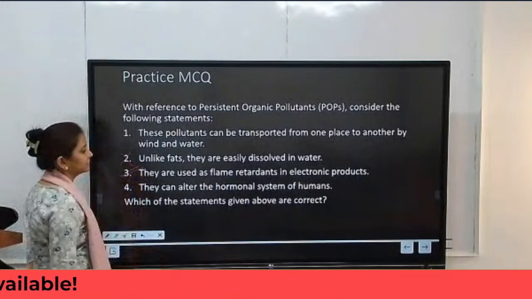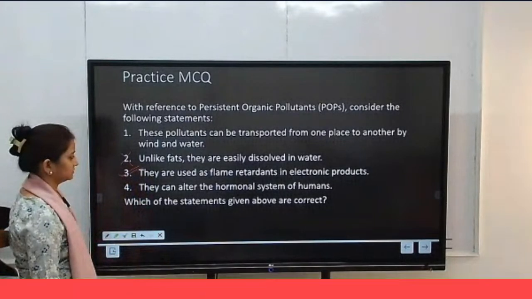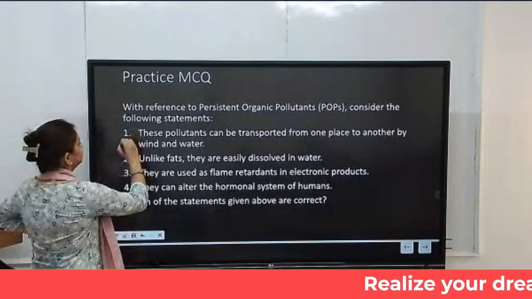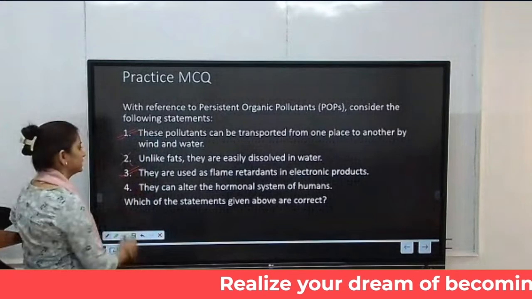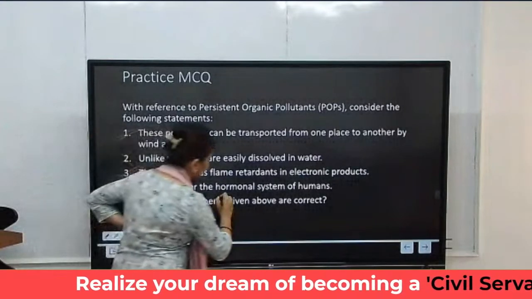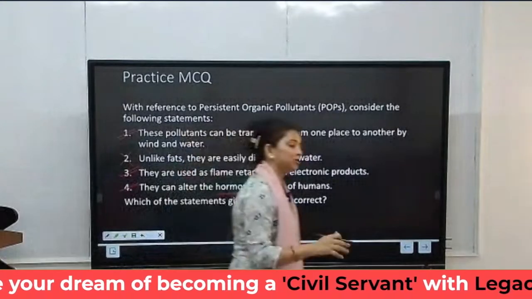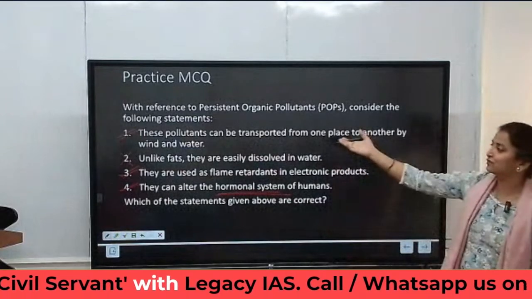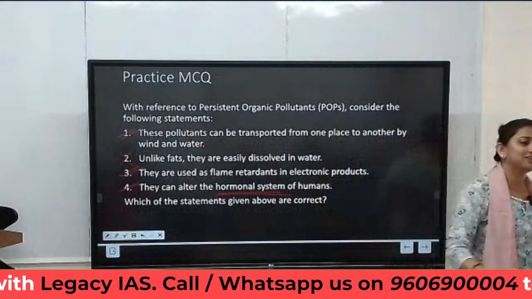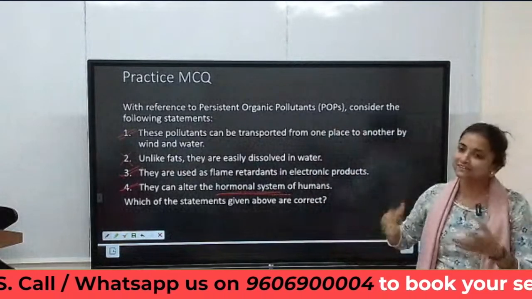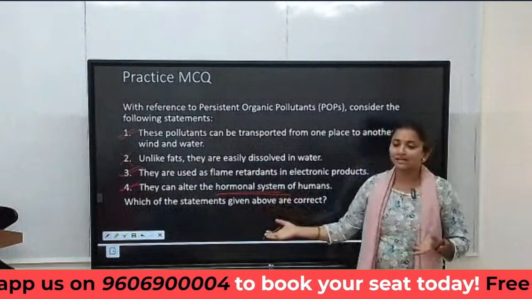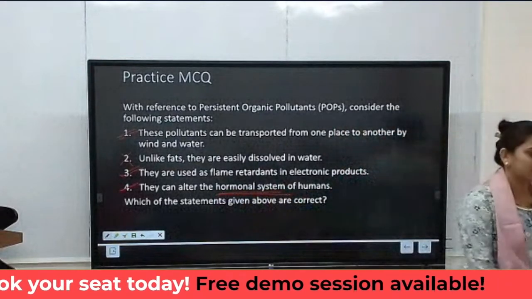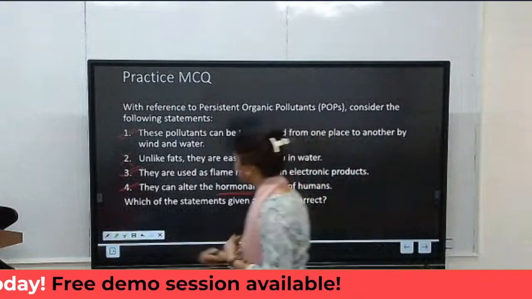They are used as flame retardants in electronic products. One is also correct. Four is also correct. If they write such an effect, like affecting hormones, it is usually correct, because hormones get affected even because of stress. If you read for one whole week, you will automatically get stressed, and your hormones will get unbalanced. So ultimately, this is a very generalized statement. Hormonal imbalance is a very generalized statement and can occur because of numerous things.